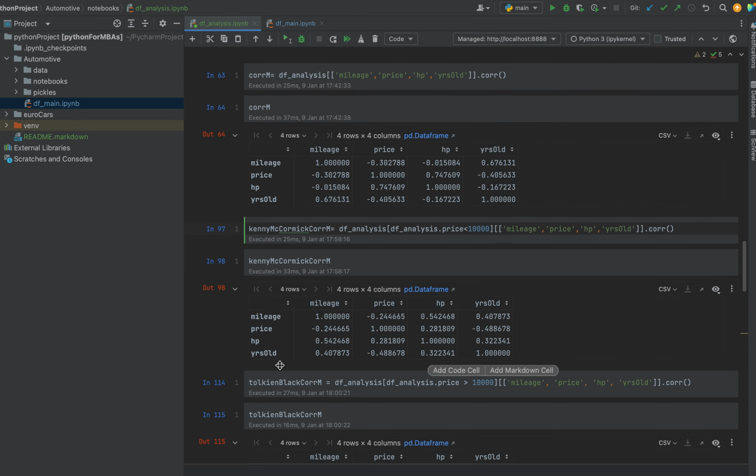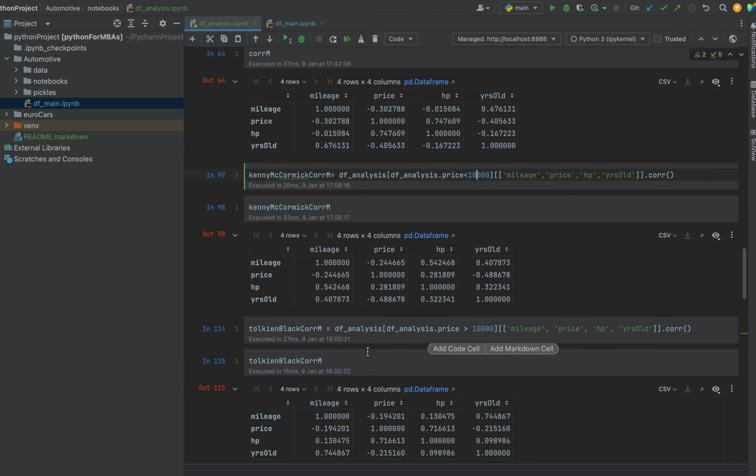And these are all South Park references, by the way.